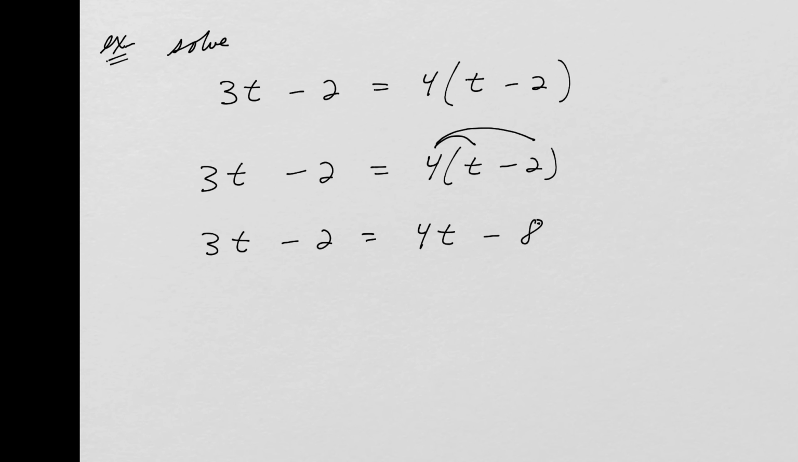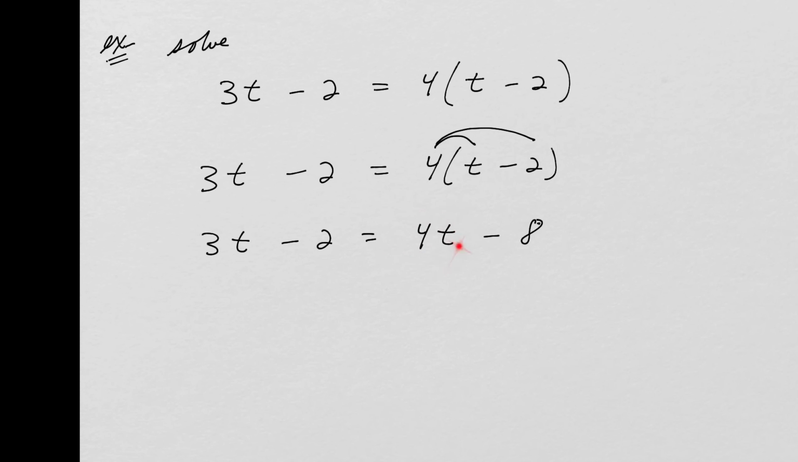Here's something we haven't really talked about yet, right? In order to solve it, the variable has to be on just one side of the equation. So I either have to move the t's to the left-hand side or the right-hand side. It doesn't matter which side I go to. Let me just bring the t's to the left-hand side, the variable to the left-hand side. So I need to get rid of this 4t on the right-hand side.